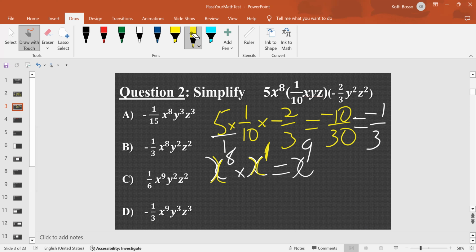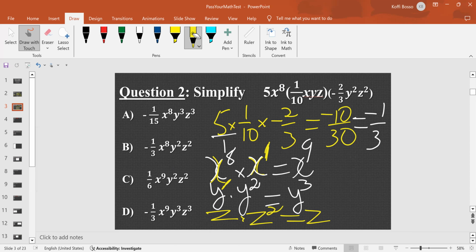You continue. This time we're going to take a y and multiply by the other y with 2 as a power. Now this will be y to the 3rd. Again, the first y has an invisible 1, so 1 plus 2 is 3. We continue. The next one is z. We have a z multiplied by another z with a second power. So this gives you z to the 3rd power. Again, we add 1 to 2.